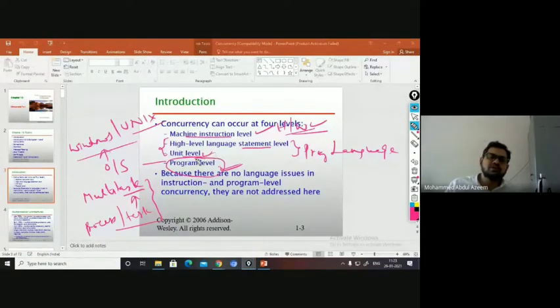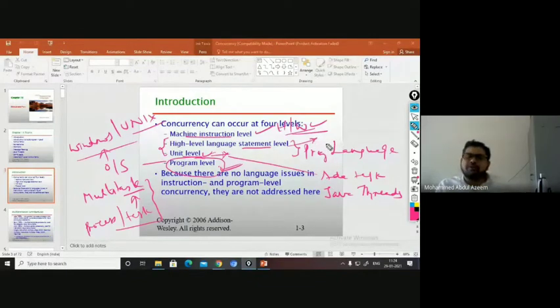Majorly, unit level can be achieved with the help of threads, which are dealt with in Java, and also in C++. In Ada you can achieve the same with the help of tasks. In Ada you call it a task, and in Java with the help of threads, we can achieve this, which we are going to discuss here. And statement level you can achieve with the help of multiple processors that you have available as part of your computer.